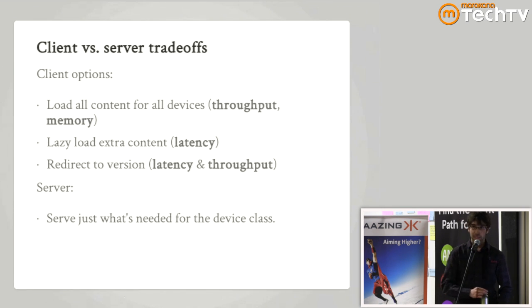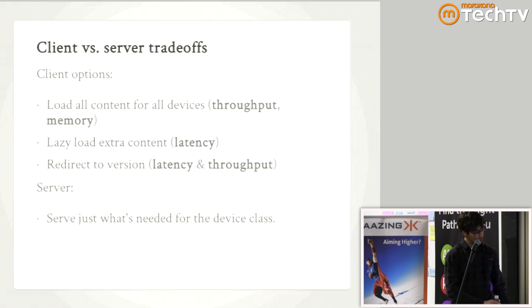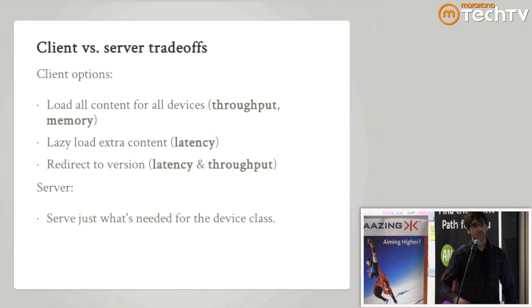So with the client, there are basically three options. You can load all the content for all devices. What I'm saying here is you load the images for your tablet version on your phone. Just don't distinguish at all, and then have some JavaScript that decides which things to actually use. This is problematic because you download all the stuff, so you're wasting bandwidth, that's throughput, and you're also keeping a bunch of things in memory that you don't really need. You could lazy load extra content with dynamic script loading, dynamic CSS loading. Again, this has latency overheads because now you're requesting every single asset with an XHR or something like this. So again, not great.